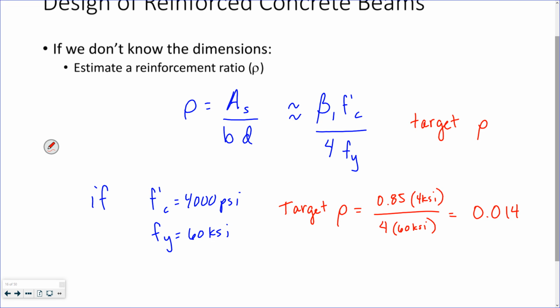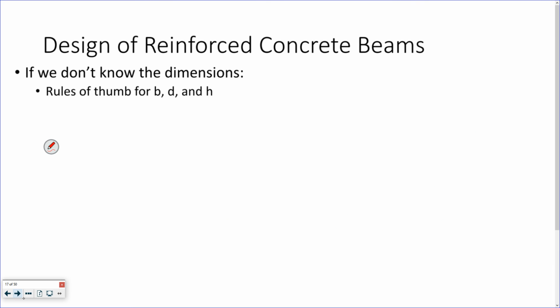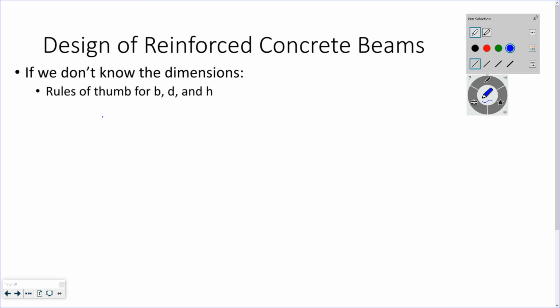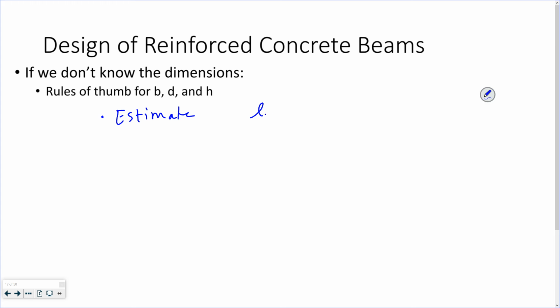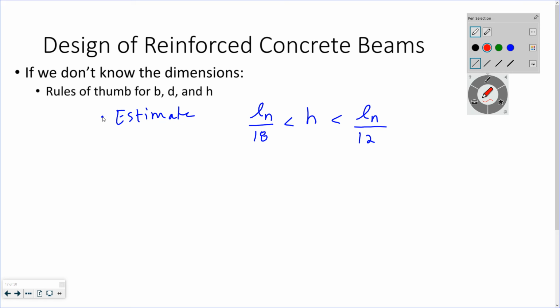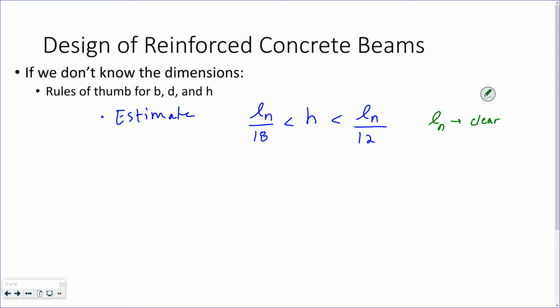So we're going to use a couple rules of thumb. We're going to start with our overall dimensions. We're going to estimate our height h to be between the clear span over 18 or the clear span over 12. Ln is clear span, the longitudinal span. Right, the length, basically.